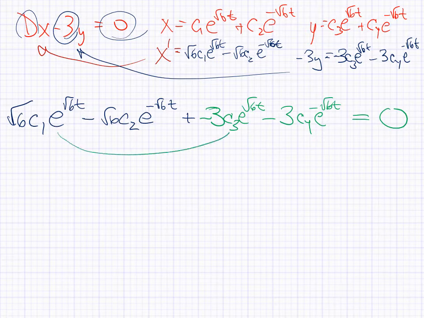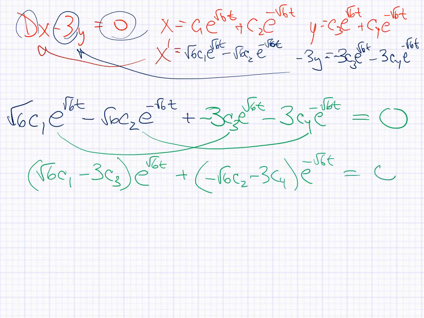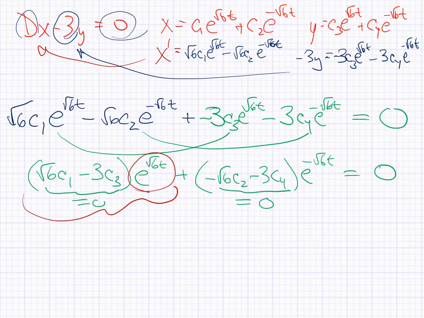So these have to equal 0, right? If we combine these two together and combine these two together, what do we know? We know that the square root of 6 c1 minus 3 c3 times e to the square root of 6t plus negative square root of 6 c2 minus 3 c4 times e to the negative square root of 6t has to equal 0. Well, in order for this to equal 0, this would have to equal 0, and this would have to equal 0, so that this whole piece here would disappear, because this will never equal 0, and the same thing goes here. This will never equal 0.